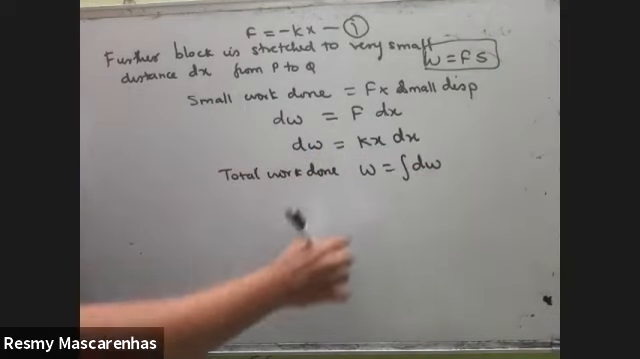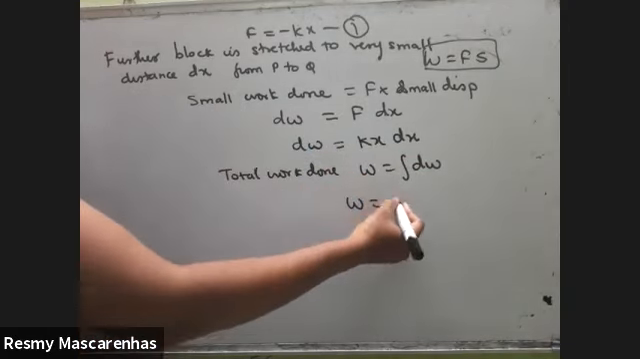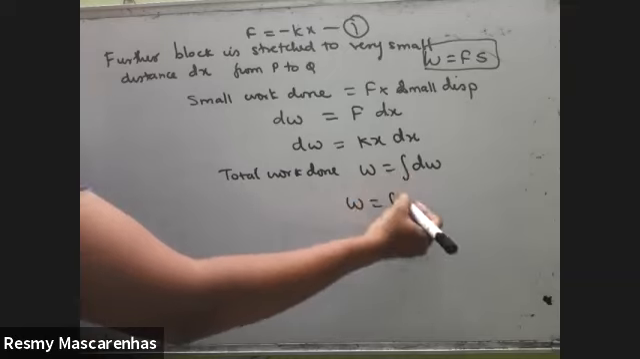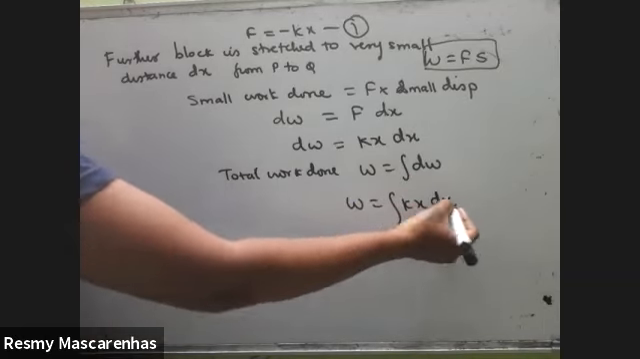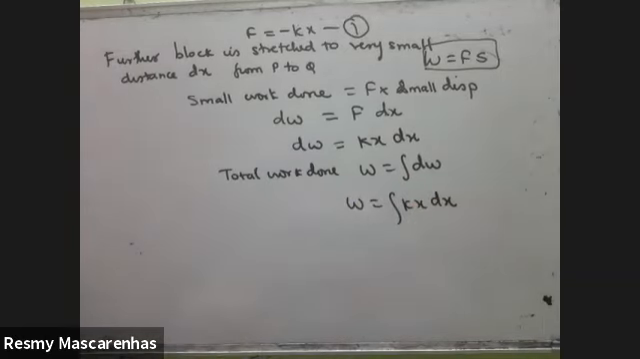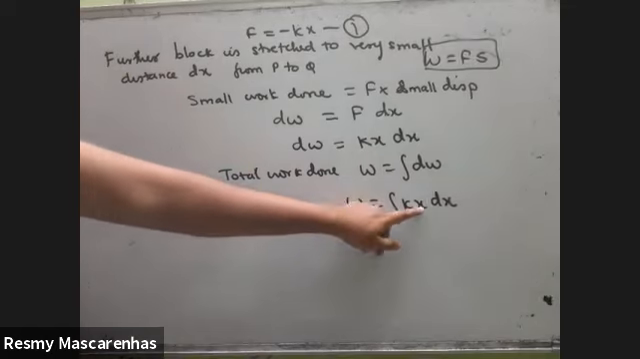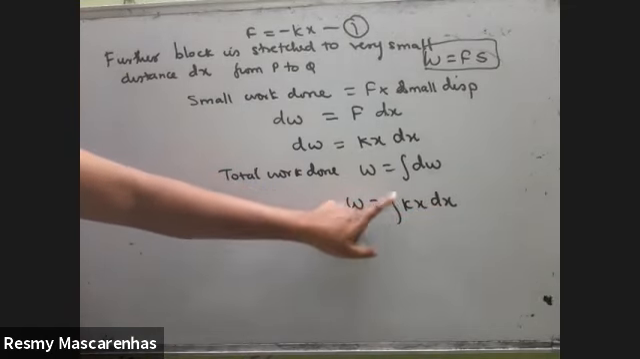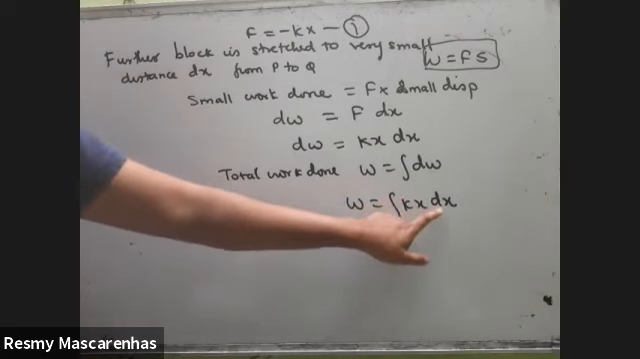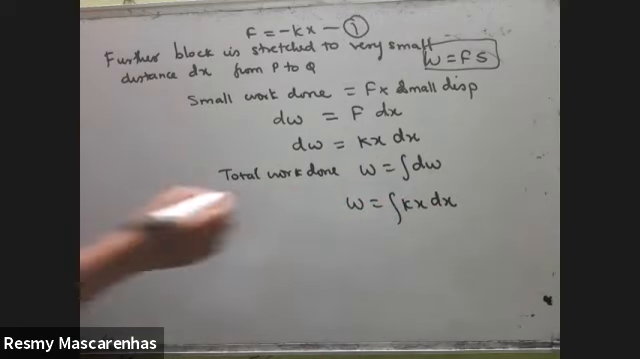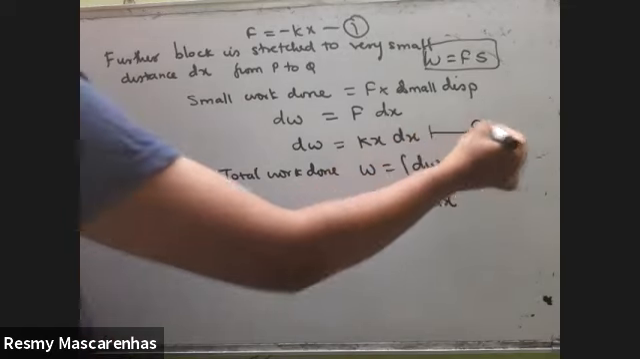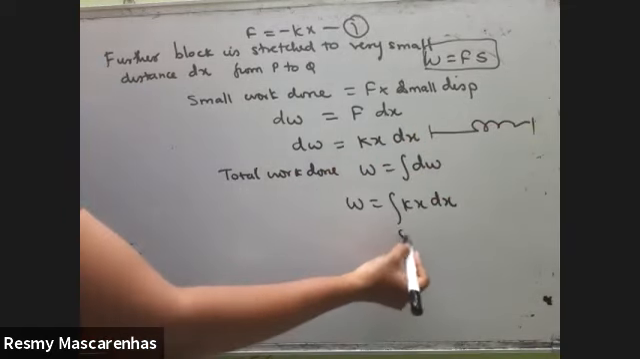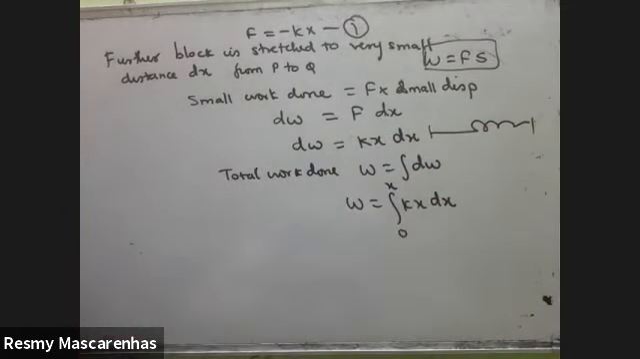So put it here. What is dw? No, kx dx. In the previous derivation, this was v dv, meaning velocity. So we used to put velocity limits here, but this is x distance here, so we'll have to put distance limits. So from the original we are starting and then stretching it to x. So this would be 0 to x.